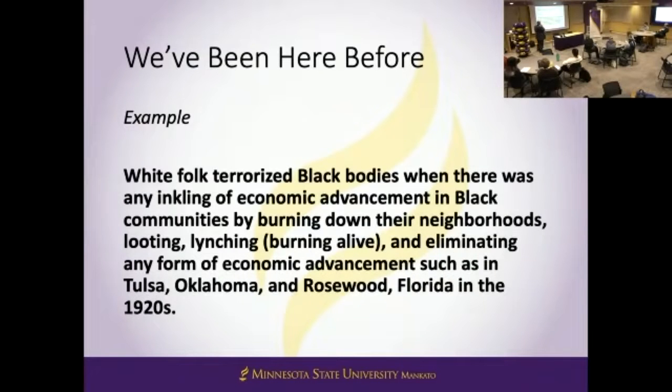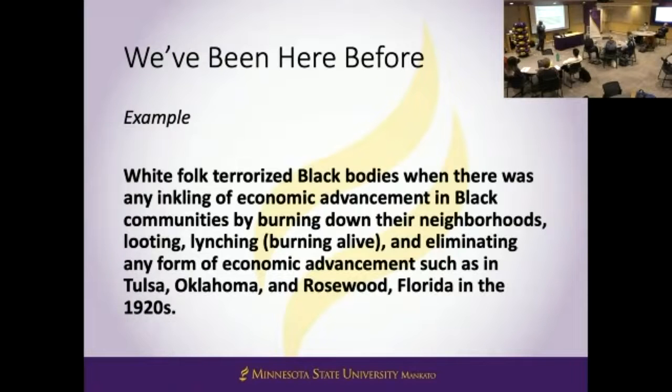We've been here before. So then we had some of the early points of the migration. People started making economic developments on their own, building communities, getting educated, going to schools, like people like W.E.B. Du Bois and others. And so what you had is several examples of this phenomenon. So it says white folk terrorized black bodies when there was any inkling of economic advancement in black communities by burning down their neighborhoods, looting, lynching, burning alive, and eliminating any form of economic advancement, such as in Tulsa.